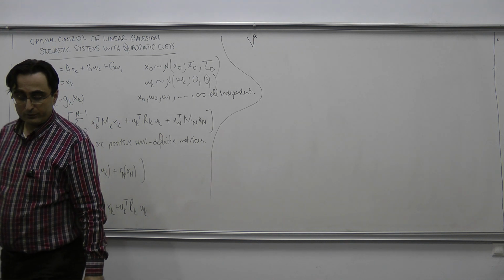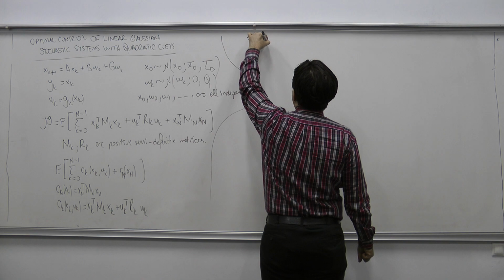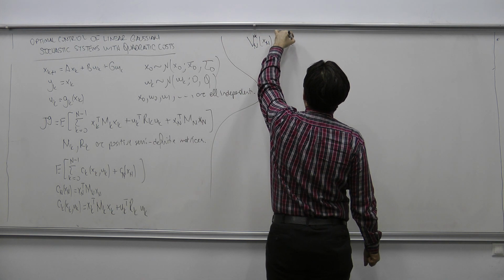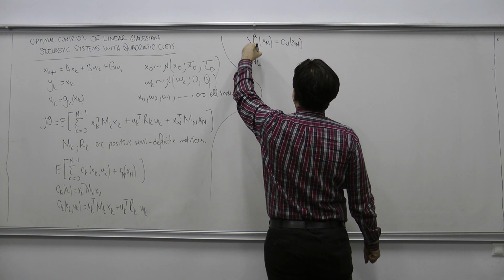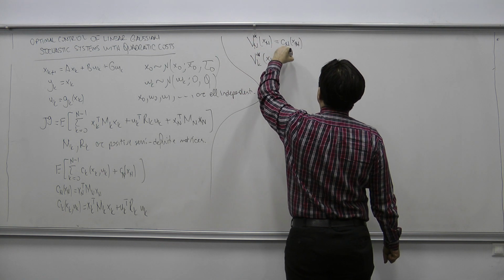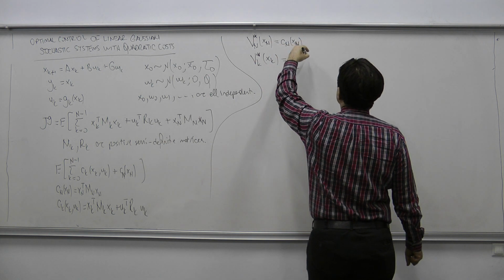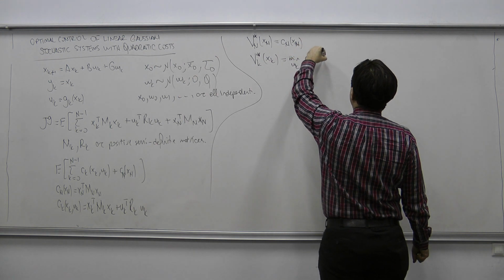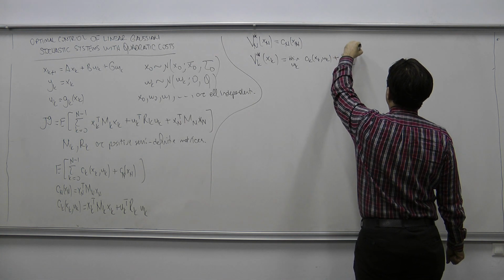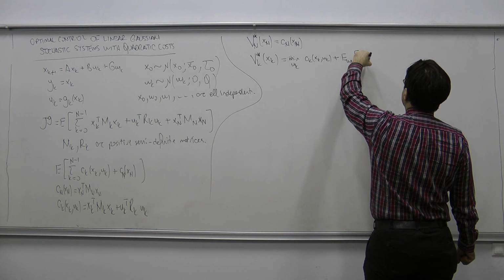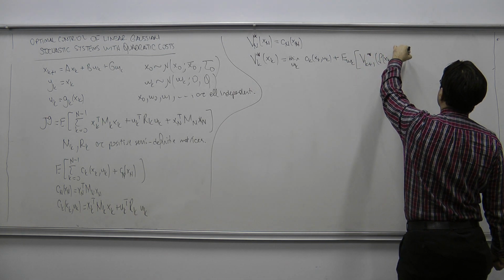the value functions. So V star n of xn is given as cn xn, and remember, the general theory tells us that Vk star of xk is equal to the minimum with respect to uk of ck(xk, uk), the incremental cost, plus the expected value with respect to wk of Vk+1 star of f(xk, uk, wk).